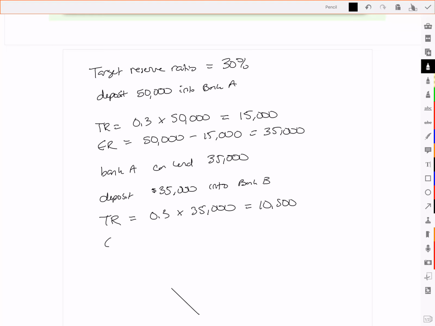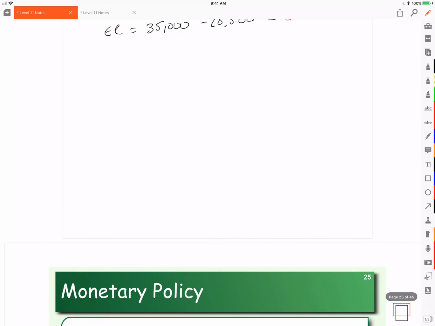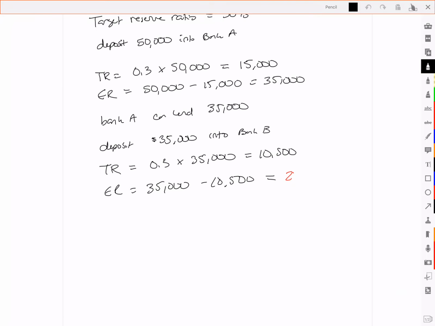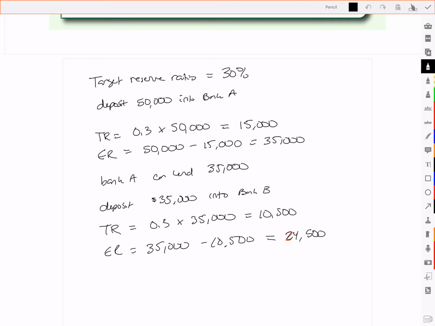And then how much is left as excess reserve? Well, 35,000 minus the 10,500, and we get 24,500 of excess reserve. And that 24,500 can then be lent out, and it can go to a customer in a different bank. So the question is how much will the money multiply?